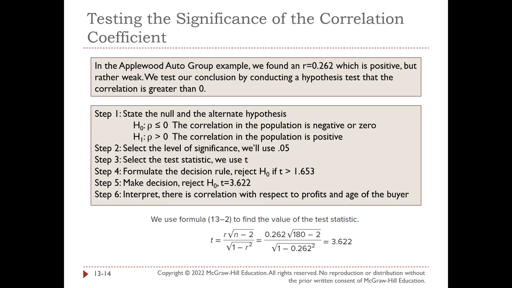With this, we're going to formulate the decision rule. Again, since we're dealing with greater than, we will reject the null if t is greater than 1.653. According to the calculations, lowercase r was 0.262. We take the square root of 180 minus 2, and then divide it by the square root of 1 minus 0.262 squared. So always multiply the top and divide. It comes out to 3.622, which is definitely greater than 1.653. So we're going to reject the null. All this tells us is that there is a correlation between the profits and age of a buyer, and it is pretty much showing that it may be a positive one. It's greater than 0. But there is a correlation. Nice.